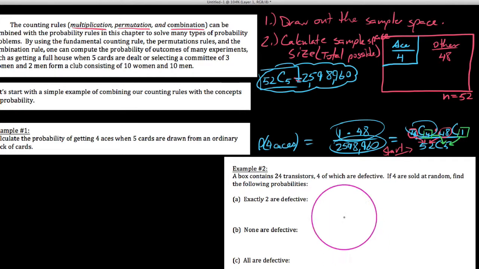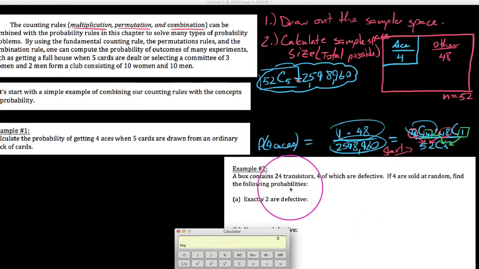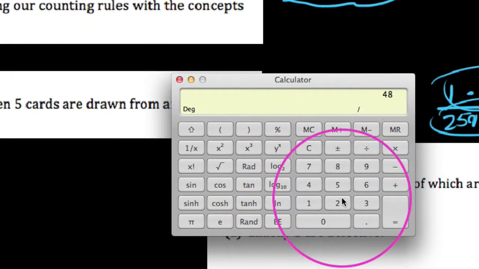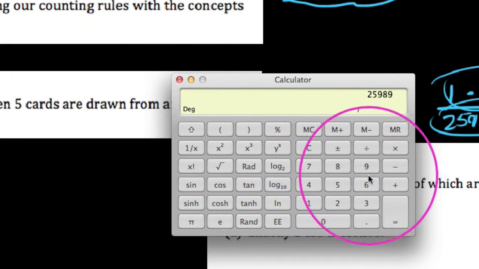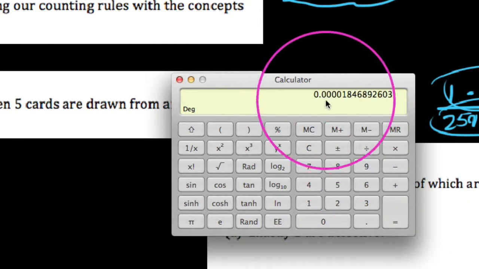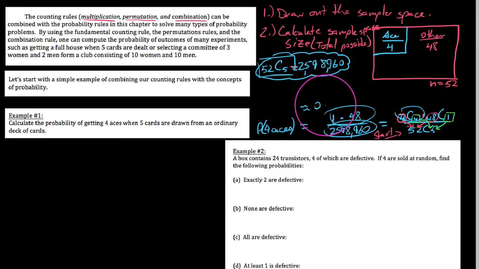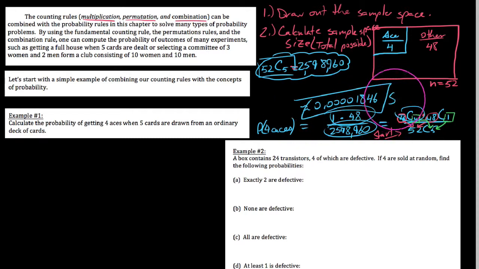Well, now I will pull out this calculator here. How likely is it that I get 4 aces when I draw 5 cards out of a deck of cards? Well, it's not very good. We say 48 divided by 2,598,960. You can see we get like 4 zeros and then 1846. So we get 0.00001846. This is a very, very, very small chance. And think about it, it's not going to be a very good chance you get 4 aces on your first 5-card hand. But yeah, this is how we carry this out.